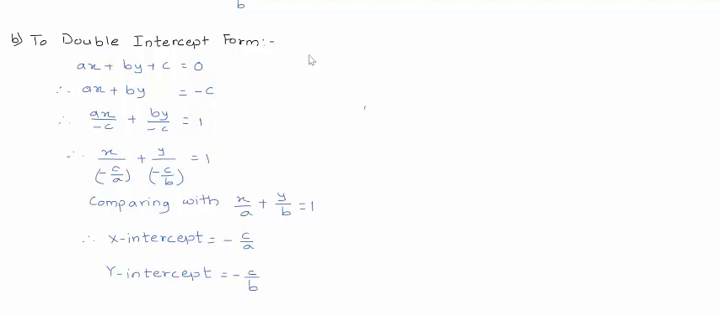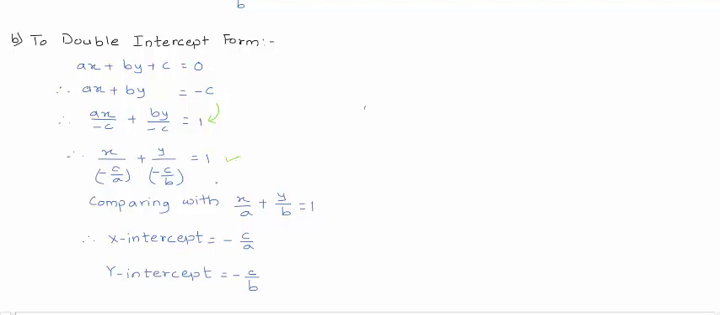Okay, now we try to reduce the general equation to double intercept form. Okay students, so we have taken ax plus by plus c equal to 0. We shift that c on the right hand side, that is minus c, and when we divide by minus c, we get 1 on the right hand side, and LHS becomes ax upon minus c plus by upon minus c equals 1. And when we take a in the denominator, it becomes x upon minus c by a plus y upon minus c by b equals 1.